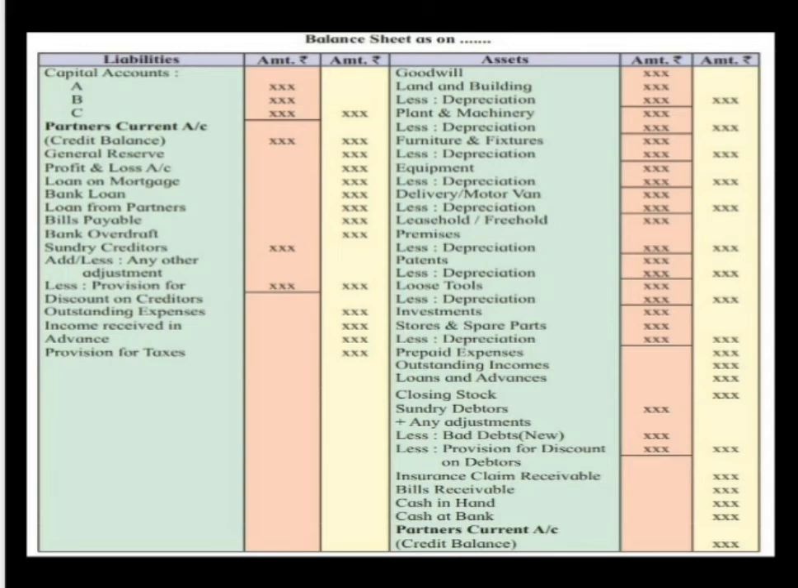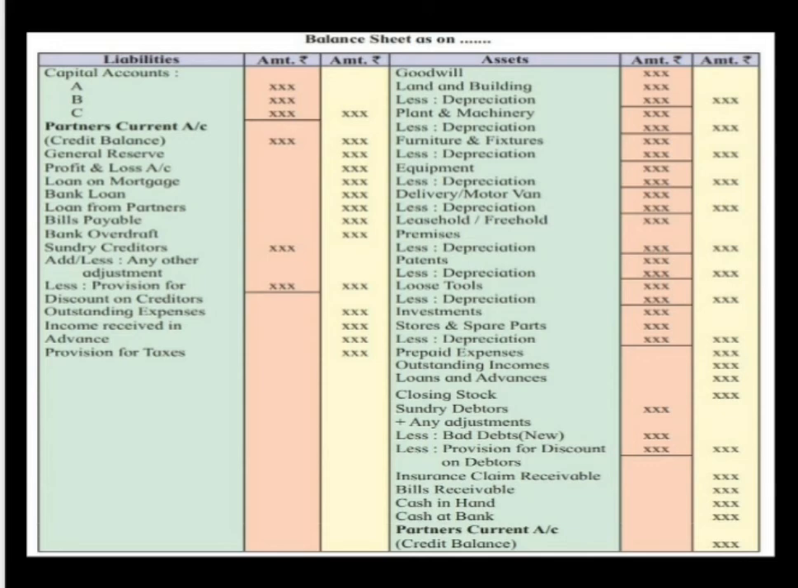And if we come to the asset side, students remember that we have to bifurcate into three parts, that is the fixed assets, current assets and the fictitious assets. Under fixed assets, which items come? Goodwill, land and building, less depreciation. And one more thing you have to remember, if there is depreciation, that is reduction in the value of the assets, then we have to deduct from that particular asset.